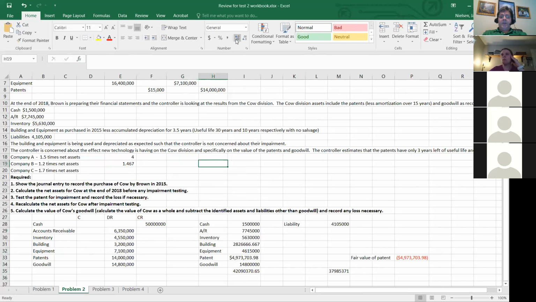So what we just determined is that Cow should be worth 1.467 times its net assets. By comparing it to other companies, we determined that it should be worth 1.467.